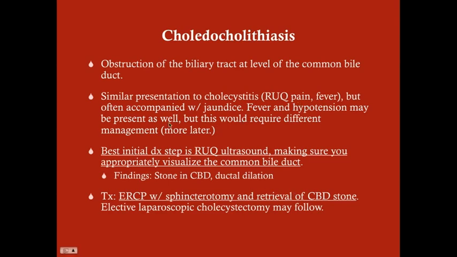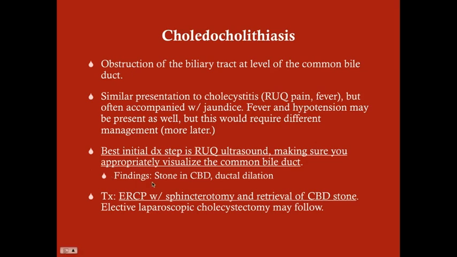Fever and hypotension may be present as well. However, this is going to require completely different management, which I will talk about in the next segment. So the best initial diagnostic step is a right upper quadrant ultrasound, because this patient has right upper quadrant pain and a fever, and especially now because she's got jaundice. And make sure that you appropriately visualize the common bile duct. So if you're just putting it over Murphy's point, you're not going to see the common bile duct. So you're going to need to visualize the abdomen too and find the common bile duct.